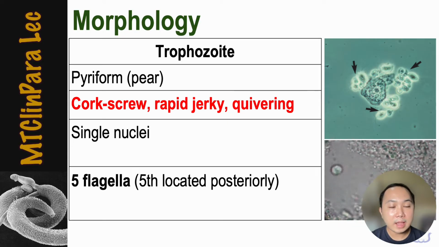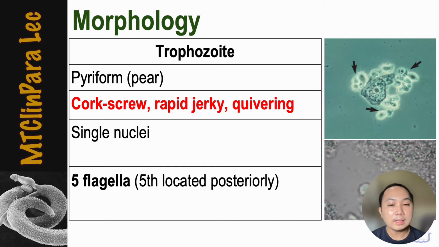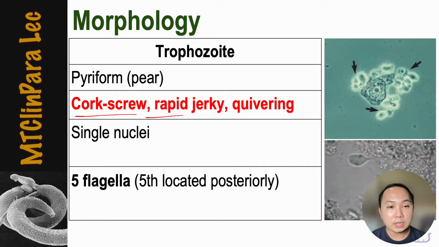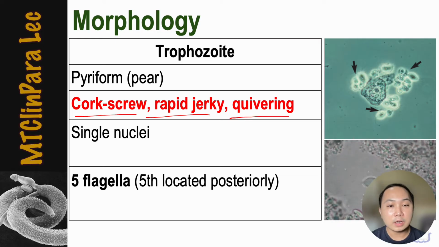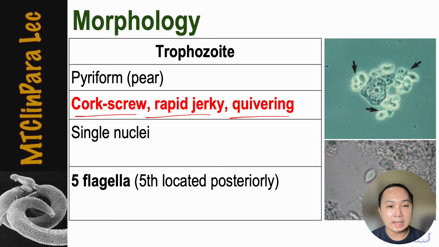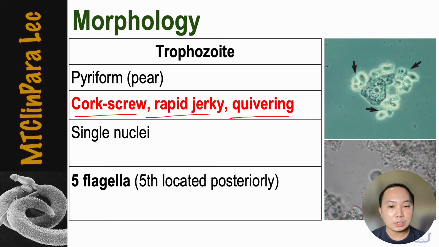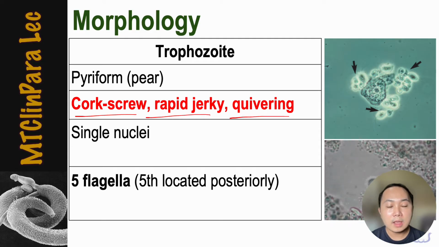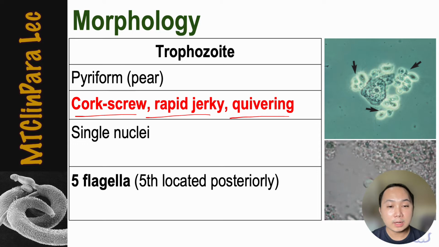The trophozoite is pyriform or pear shaped, and the most diagnostic characteristic that we need to look out for, especially under the direct smear, would be the corkscrew, rapid jerky, or quivering motility of the trophozoite. Upon checking in your microscope, we have to look out for this particular motility of Trichomonas vaginalis. Other information regarding the morphology will be for you to read, since you have your outline already. Kindly take note of those other important characteristics. But again, the most important one highlighted here is the motility.